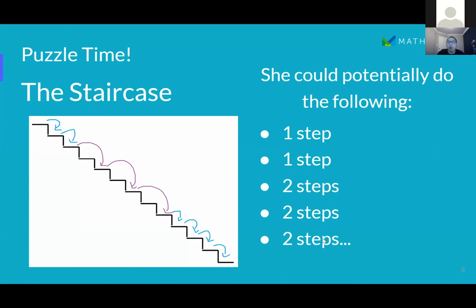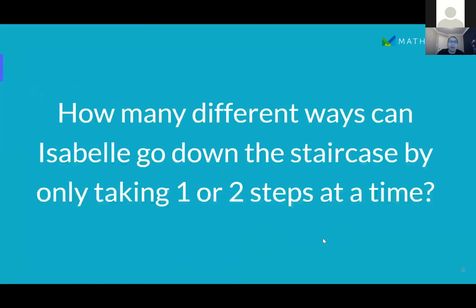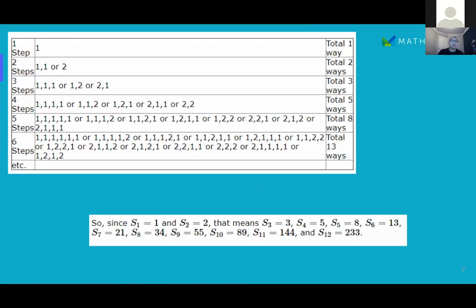And the question was, how many different ways can Isabel go down the staircase just by taking 1 or 2 steps at a time? Now, I know no one else did this, but just so that I can close this off and make sure that no one's left hanging, here was one way of solving it. There were lots of different ways, but one way of solving it was to look for a pattern.